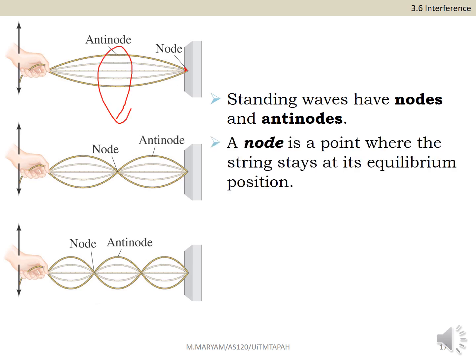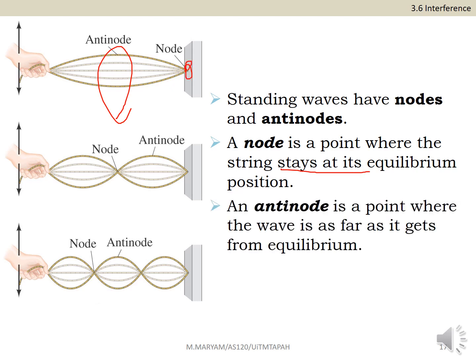A node is a point where the string stays at its equilibrium position. This is known as the equilibrium position. An antinode is a point where the wave is as far as it gets from the equilibrium. So this is an antinode.